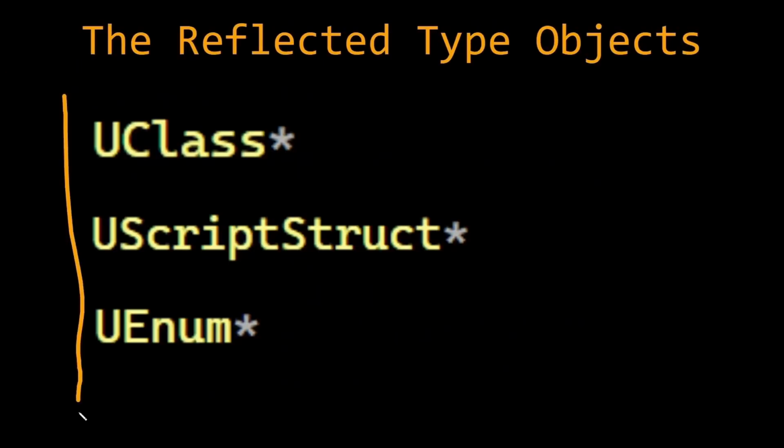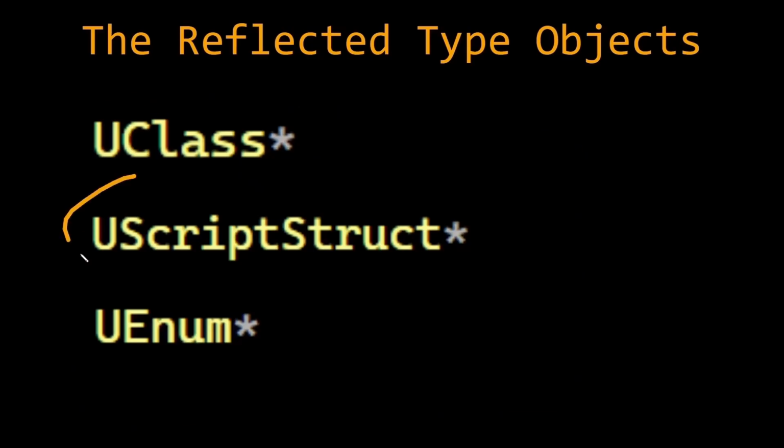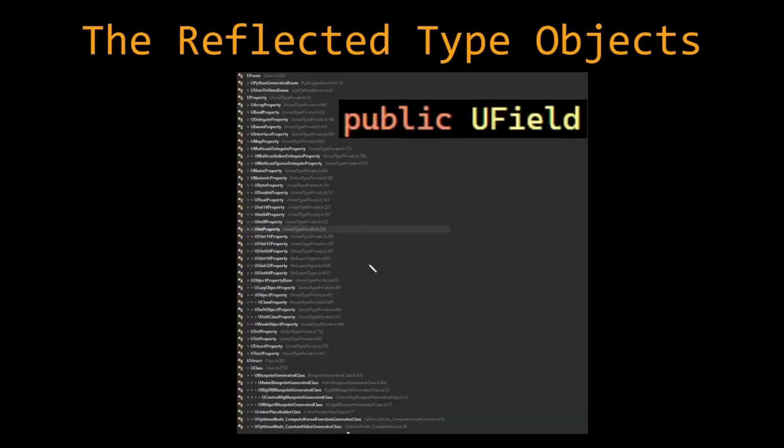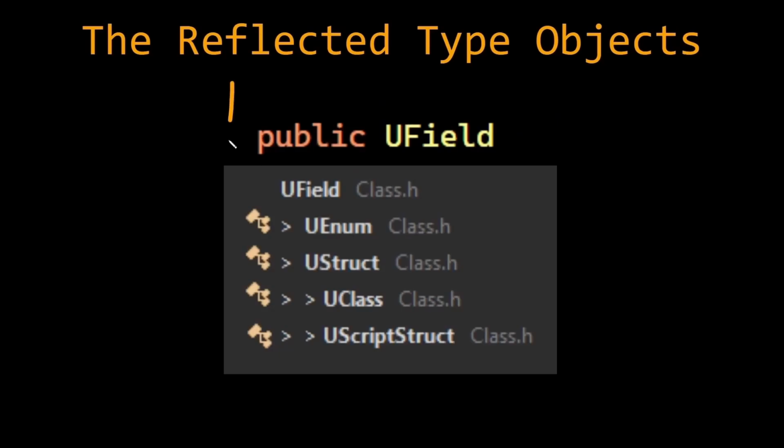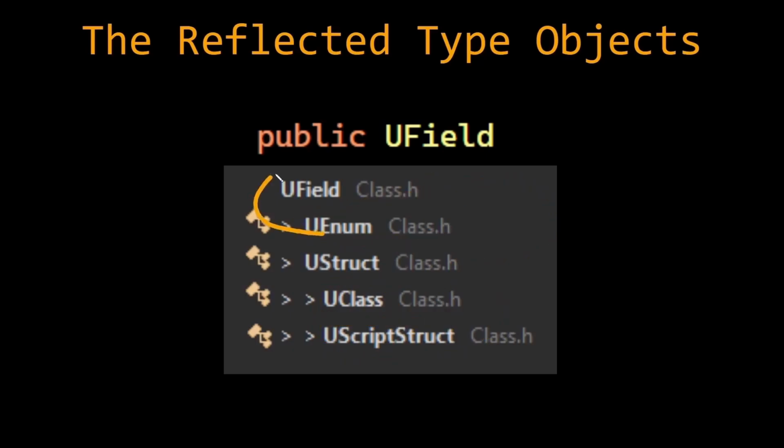And so the reflection system and the engine seems to rely on these reflected types. So there's UClass, UScriptStruct, and UENUM, and there's a lot more. So all of those inherit from public UField, and you can see all the different types of reflection types in the engine. And just to make that clear, a lot of these are inheriting from UField. So we have UClass and UScriptStruct, which are both UStructs, and the UStruct is a UField. And UENUM is its own thing. It's just inherited from UField.